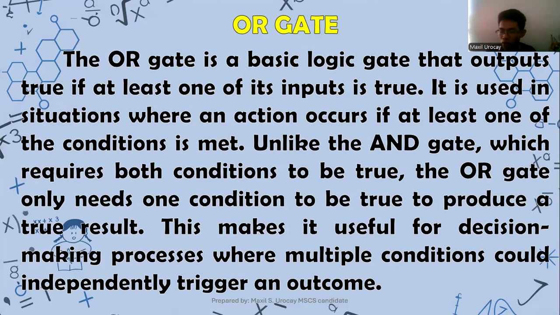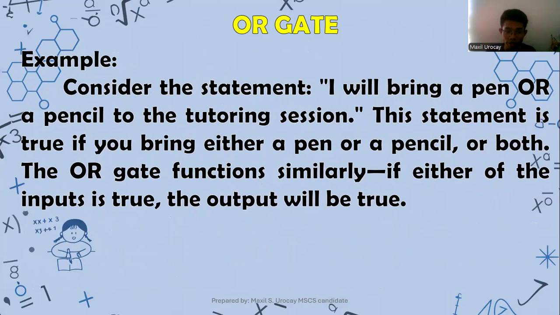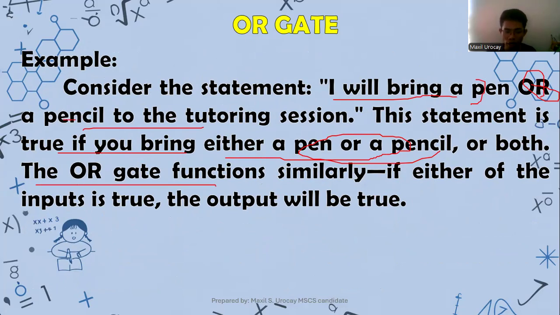But for false and false, it will become false. Now, what will happen when it comes to the example here? Consider the statement, I will bring a pen or a pencil to the tutoring session. So this statement is true if you bring either. It could be a pen or a pencil, so there will be an option. Either it will happen for a pen or a pencil. So the OR gate function, similarly, if either of the input is true, the output will be true.